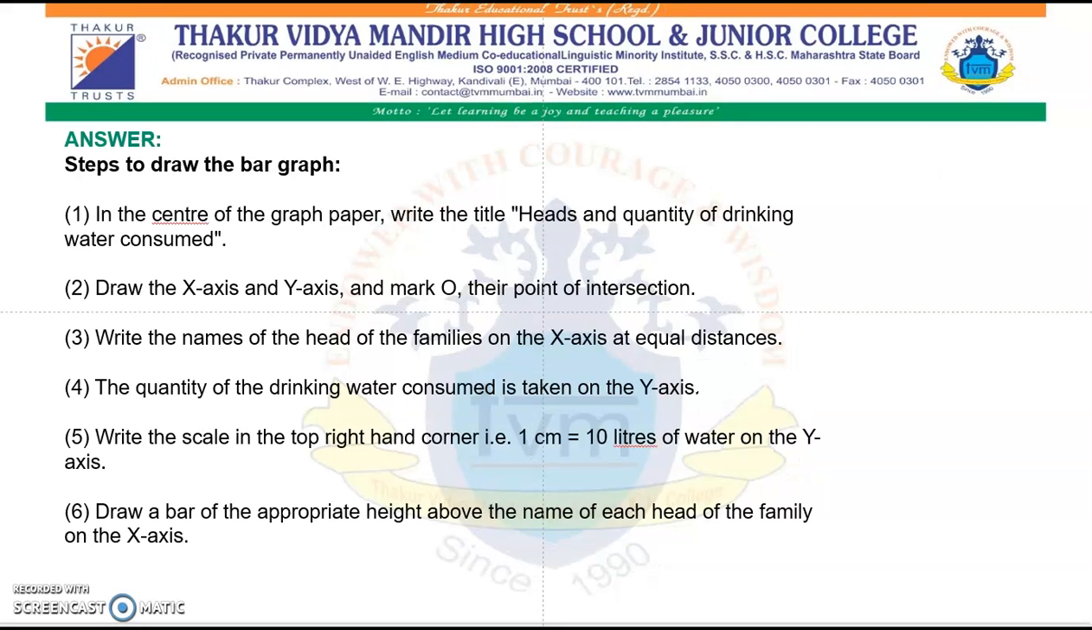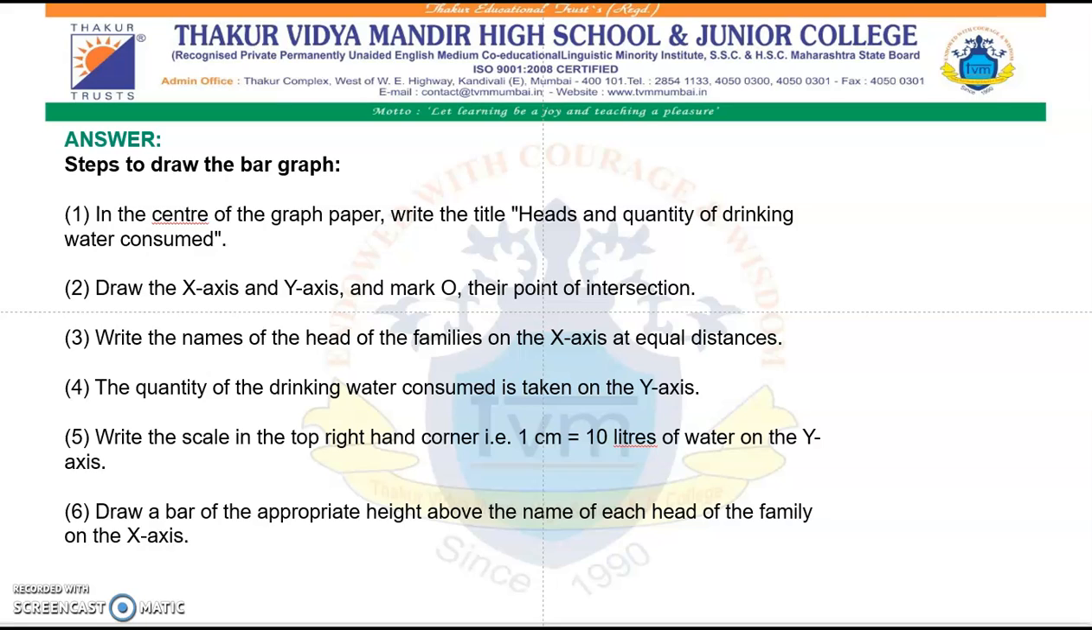Now these are the steps to draw the bar graph. In the center of the graph paper, write the title: heads and quantity of drinking water consumed. Draw the x-axis and y-axis and mark O at their point of intersection. Write the names of the heads of the families on the x-axis at equal distances. The quantity of drinking water consumed is taken on the y-axis.